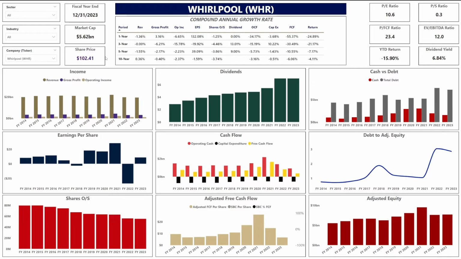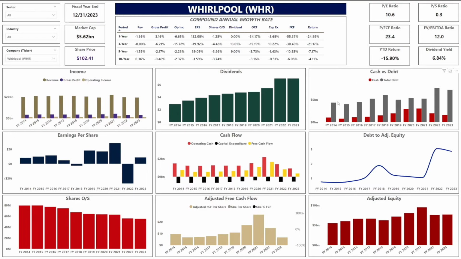Looking into their numbers a little bit further, their share price right now is $102.41. We can see that's down almost 16% year to date. And their current dividend yield is at 6.84%. So that yield has gone up even more.